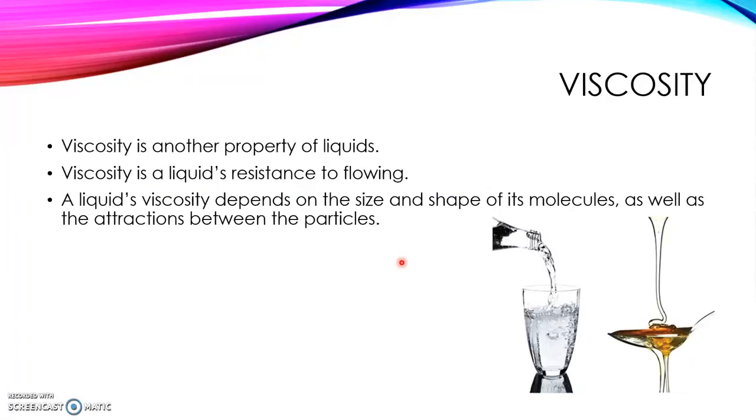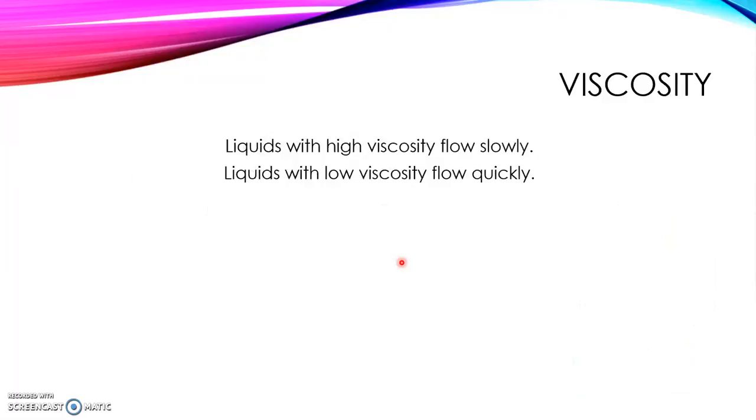The second property of liquid that we're going to talk about is viscosity. Viscosity is a liquid's resistance to flowing. And this depends on the size and the shape of the molecules in the liquid, as well as the strength of the attraction between the particles of a liquid. So liquids with high viscosity flow slowly, so that means it has a high resistance to flowing.